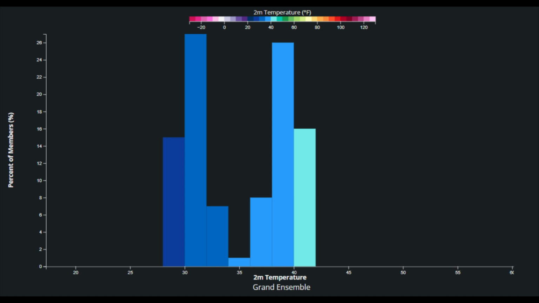This is significant because 30 to 32 degrees means temperatures at or below freezing, but there's nearly an equal chance temperatures will stay in the 38 to 40 degree range. This is a pretty critical difference if there is precipitation in the forecast at the same time.